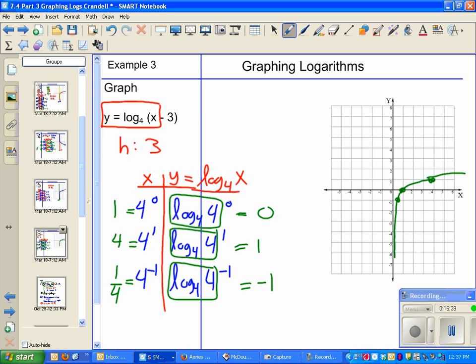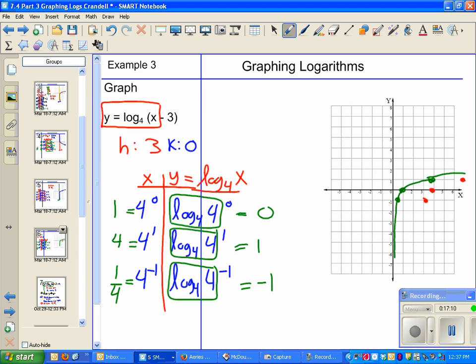Okay, and then now I'm going to shift it. So H is 3. K, consequently, there is no K, so it's 0. So the only thing I'm going to do is shift all the points over 3. So I'll start with 1/4. So I'm going to shift it over 3 and land at 3 and 1/4. I'm going to shift 1 over to 4. And then 4 is going to shift to 7. I'm shifting every point.